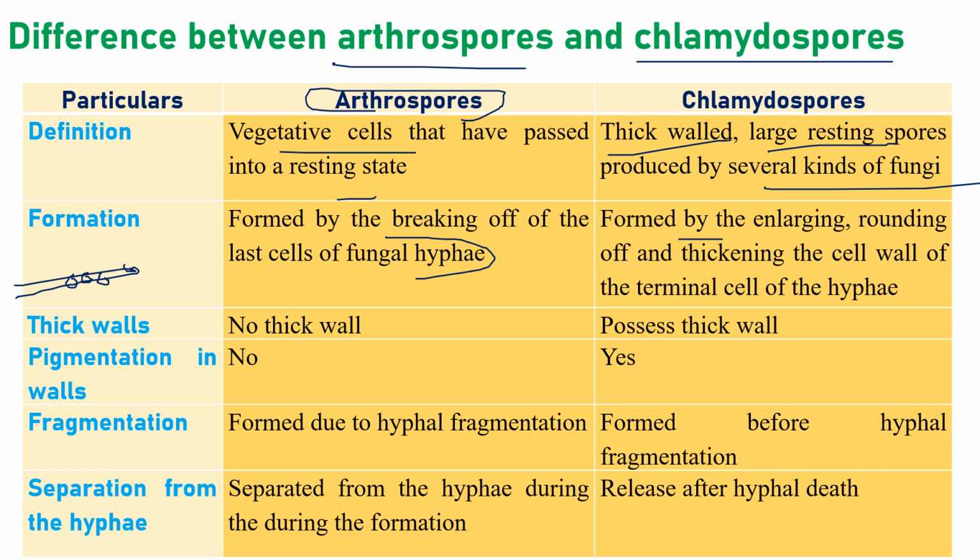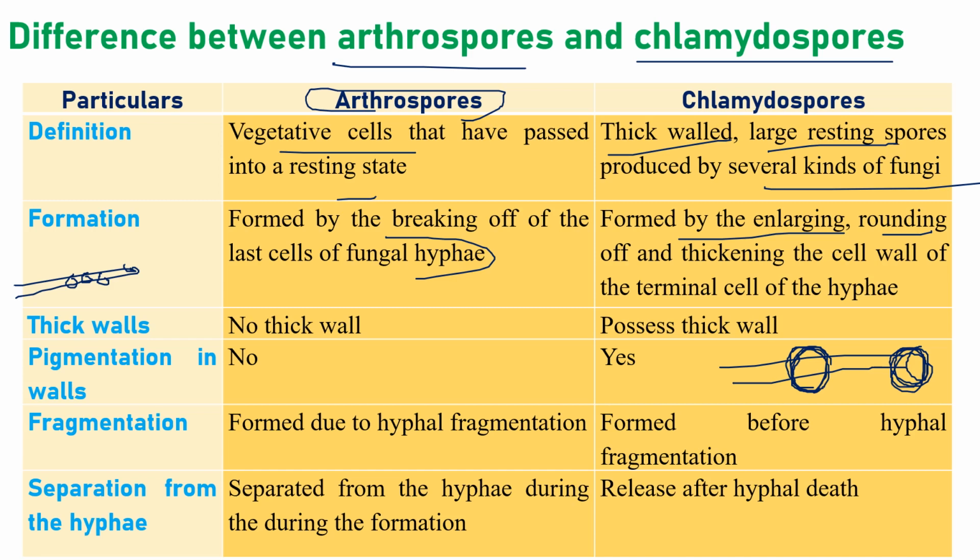Chlamydospores are formed by the enlarging, rounding and thickening of the cell wall of terminal hyphae. Sometimes they may be produced intercalary or terminal, which means, for example, this is hyphae. Here bulging in between the hyphae is called intercalary. Terminal in the sense at the end of the hyphae, if the chlamydospore is produced there, it is terminal. If it is produced in between the hyphae, it's called intercalary, in between.